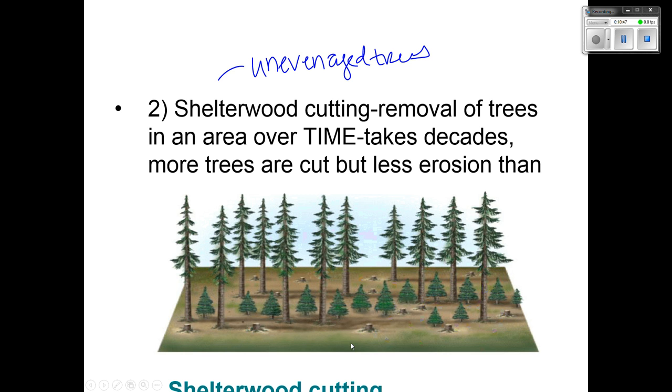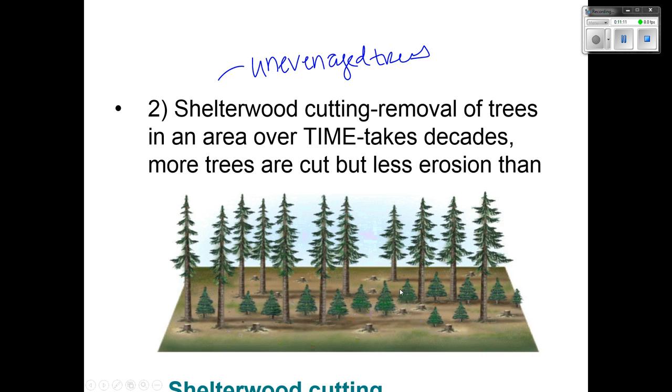A decade later, they come in and the trees that they had left behind have now matured and grown, and they're going to remove those mature tall trees and allow the younger trees to grow, and eventually their seeds will regenerate the forest. And then this process is going to go on for decades. So this is over time, and you'll see the keyword uneven aged trees.